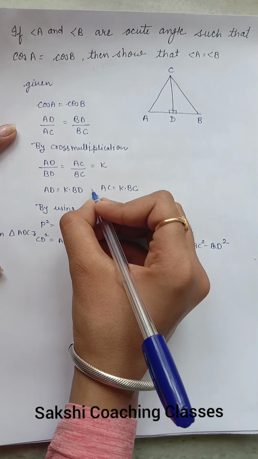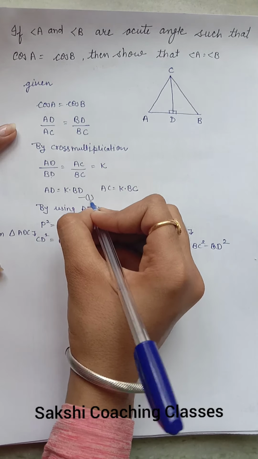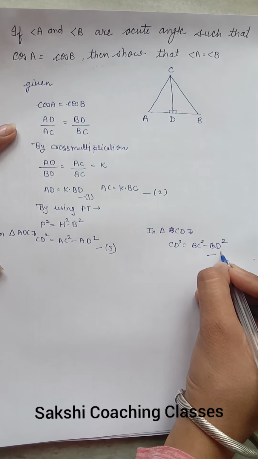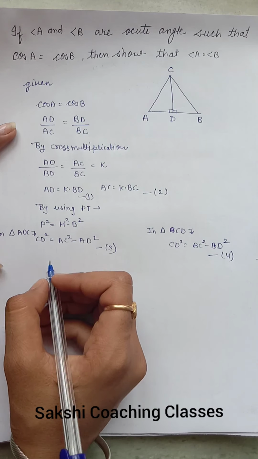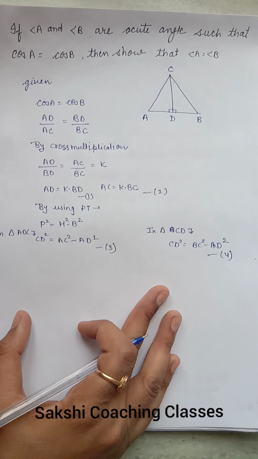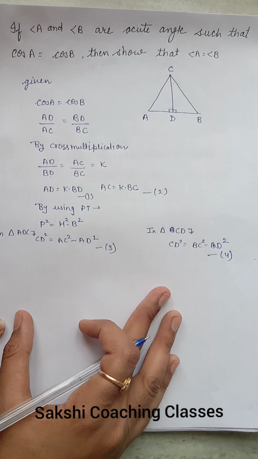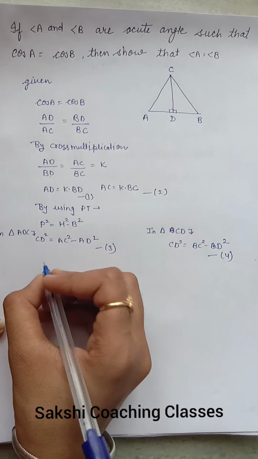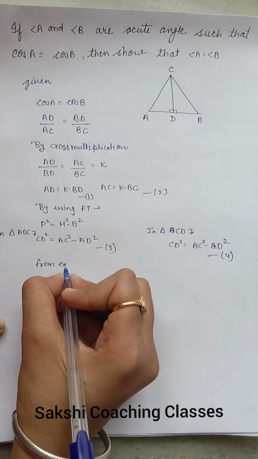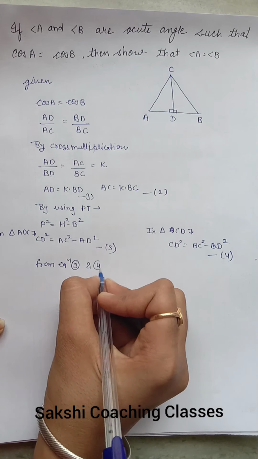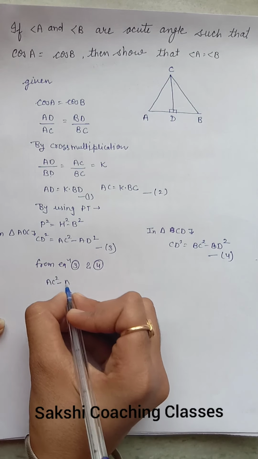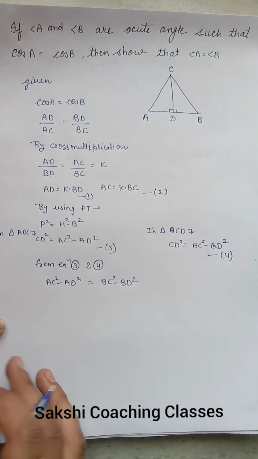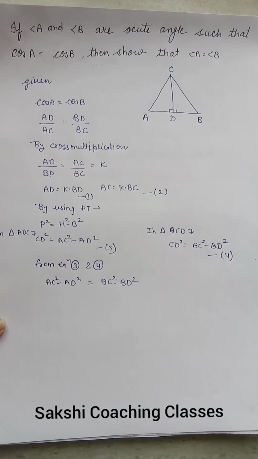Let these be equation 1, equation 2, equation 3 and equation 4. From equations 3 and 4, CD square is equal to this and equal to this. So from equations 3 and 4, AC square minus AD square is equal to BC square minus BD square. Is it clear? Okay, clear.